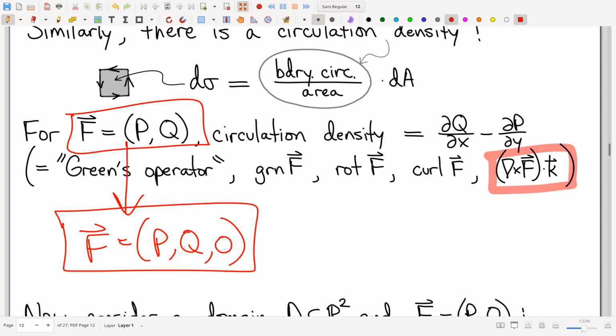You can then dot with the K vector 0, 0, 1. And if you were to do that, you would get exactly that formula. So that's why they would write it like this. But it's like, yeah, but it's not. Right? This is a 3-dimensional vector field. That's not what we're actually dealing with.